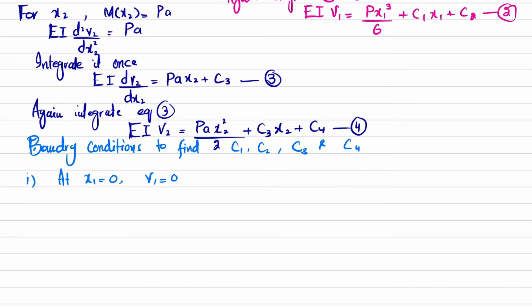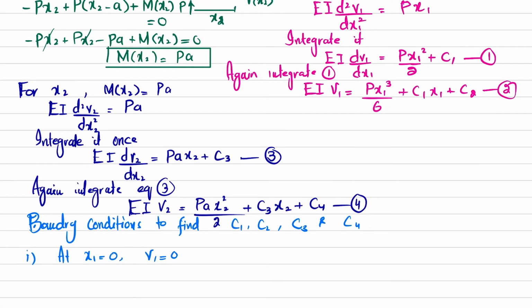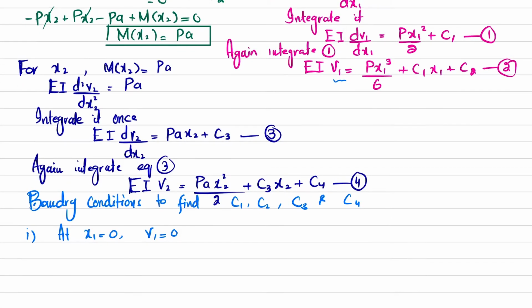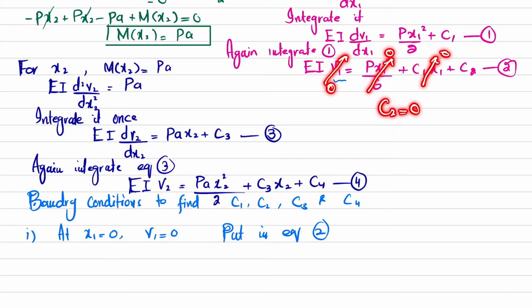Now you can see at x1 is equal to 0, V1 is equal to 0. Which equation will we use? We will use equation number 2 because that is about deflection of a point due to x1. So put x1 is equal to 0, V1 is equal to 0 in equation number 2. When you put x1 is equal to 0, this term will be 0, this term will be 0, and V1 is also 0. So it means that C2 is equal to 0.